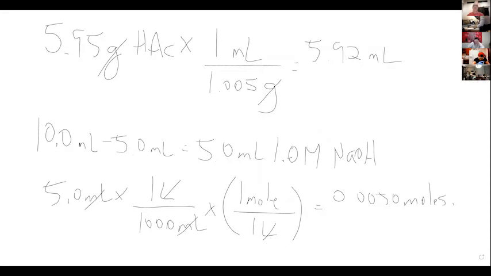So that tells me how many moles of base, how many moles of hydroxide ion I have delivered. And since I know from the balanced equation that 1 mole of acid equals 1 mole of base, then I know I have that same number of moles of acetic acid. So then I continue.